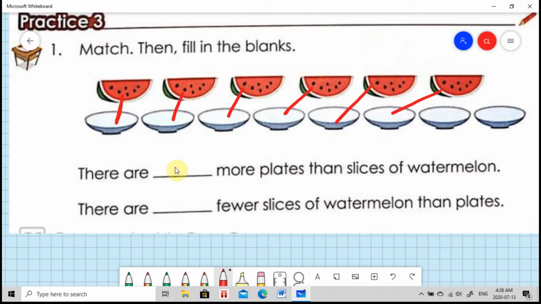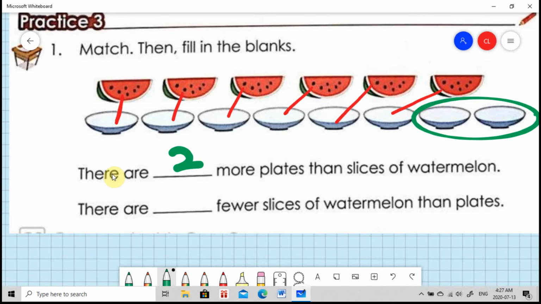So there are 2 more plates than slices of watermelons, right? Why? Because we can see here. Let me get a different color. We can see here there are 2 extra plates that are not matched with the watermelon. So we can say there are 2 more plates than slices of watermelons.